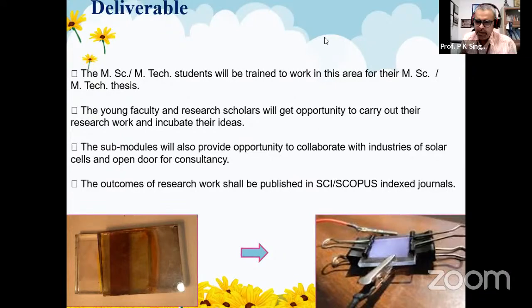So should I stop my slide? Yes, sir. If you permit me, Amit, I am going to attend another meeting. I wish Dr. Amit Saxena to give the vote of thanks to Professor P.K. Singh, sir, on behalf of our university. Thanks a lot. Thank you very much, sir.